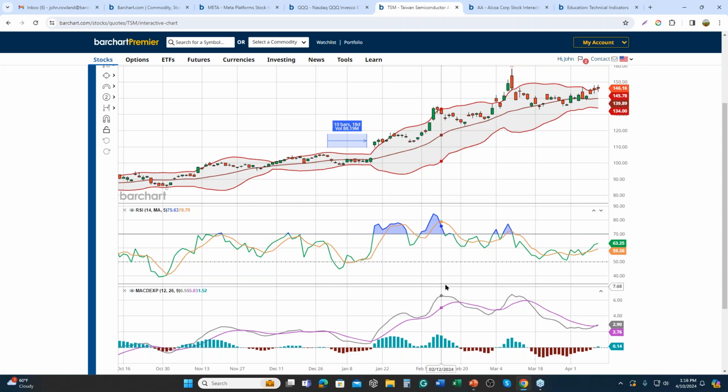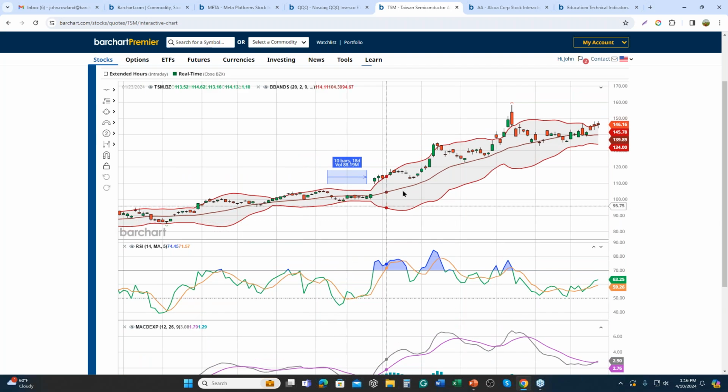Now look at this in another aspect. When we look at Bollinger Bands, it's using a 20 period moving average. RSI is using a 14 period moving average, and MACD uses 12, 26, and 9. Different lengths of moving averages that come together that give us these more reliable trade signals.